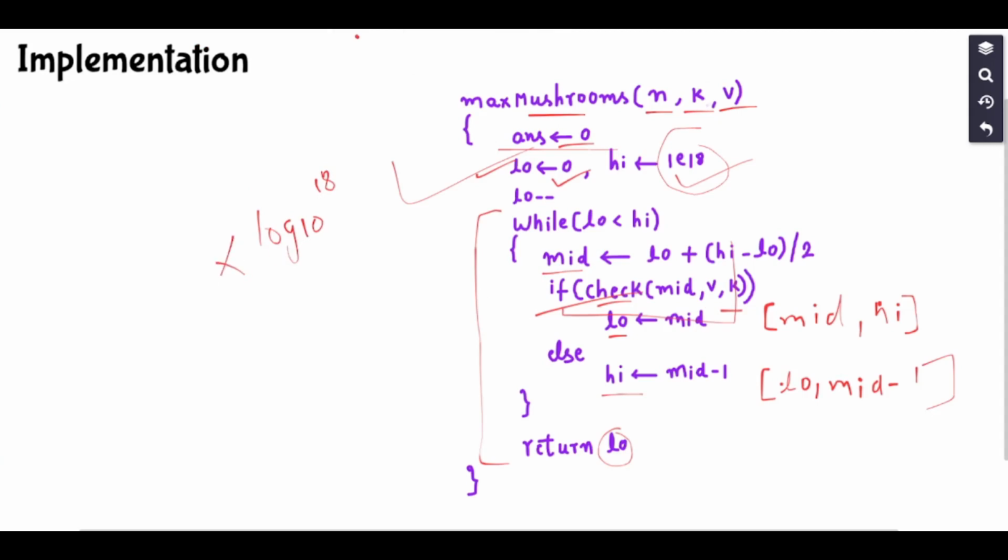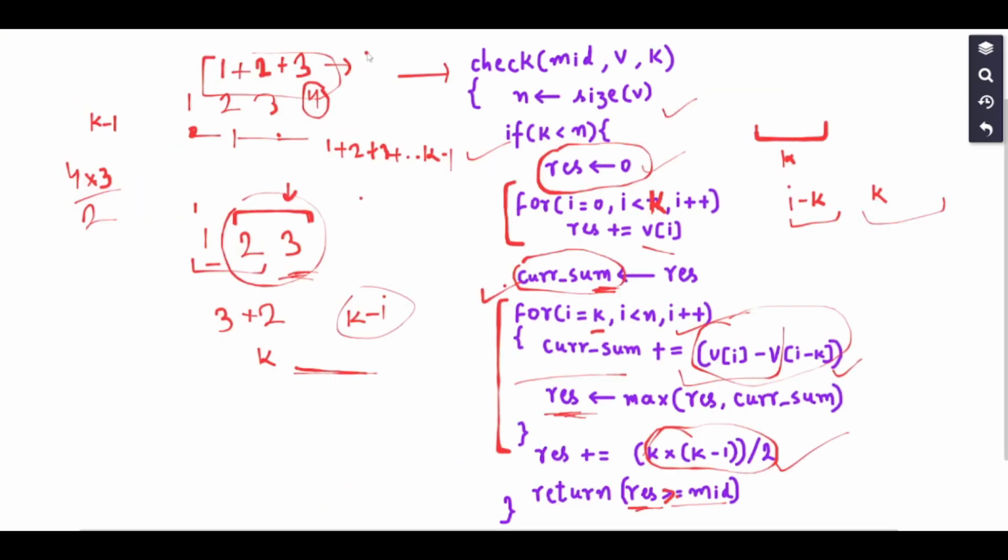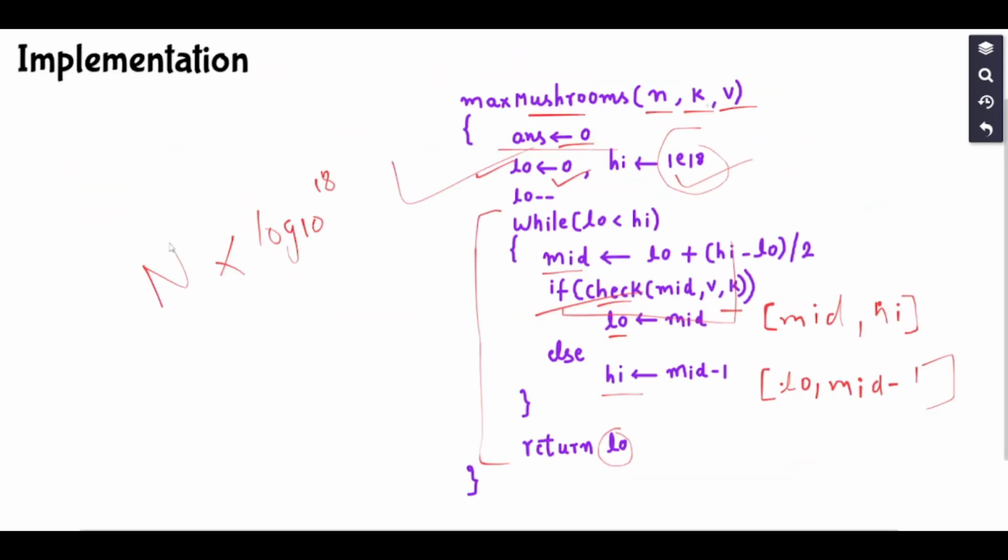While for this predicate function, I can see that I'm traversing over the array at most once. That is going to give me n time complexity. So it is nothing but n multiplied by log of this factor, which is a constant factor. While the space complexity is constant, because I'm not using any extra space. Okay, so that's the solution for this problem.